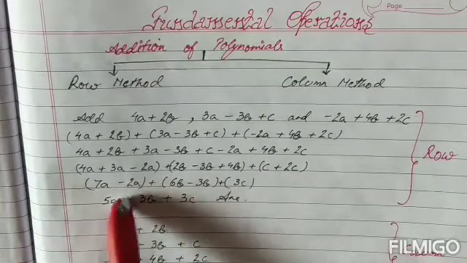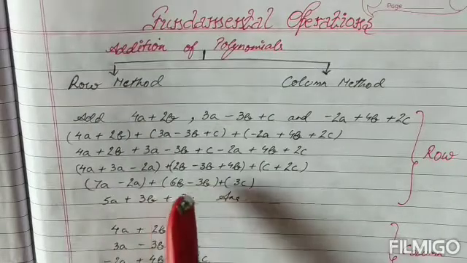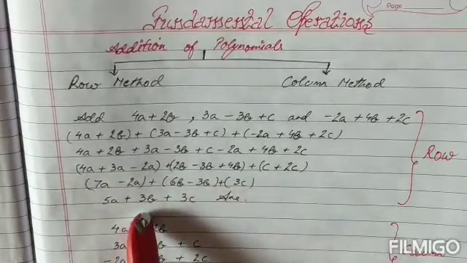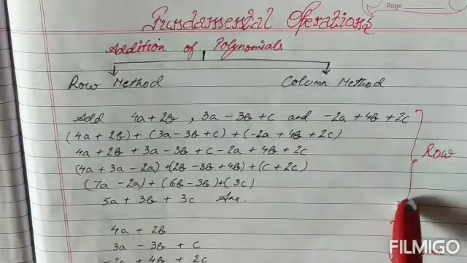So plus 7a and minus 2a can be solved to give us 5a. Then plus 6b and minus 3b will give us plus 3b, and then plus 3c. So this is the final answer through the row method.